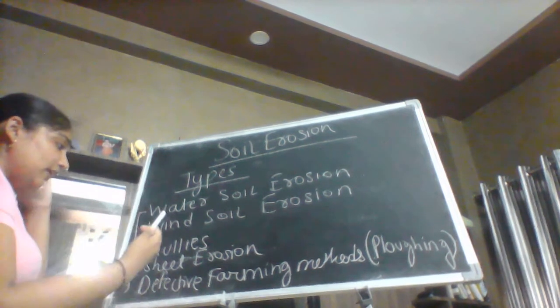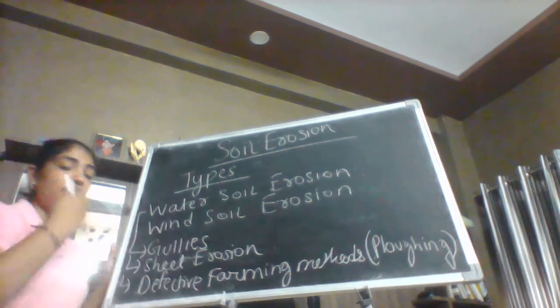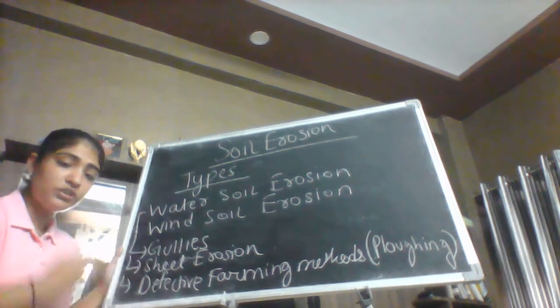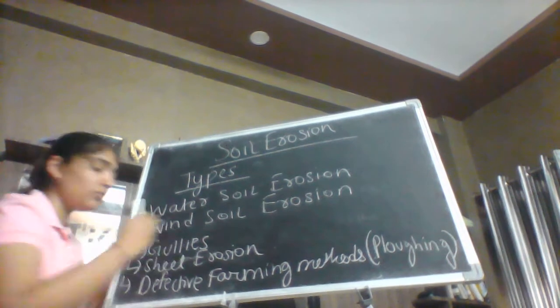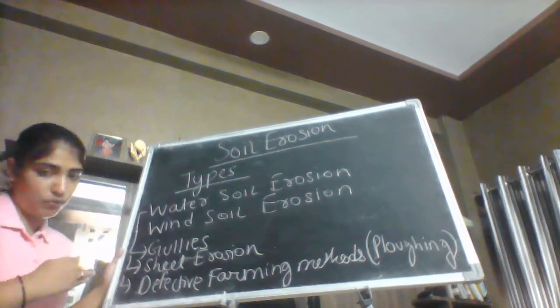So what are gullies? Gullies are a type of soil erosion which is created by the fast running water, and the sheet erosion is caused by the slow running water.